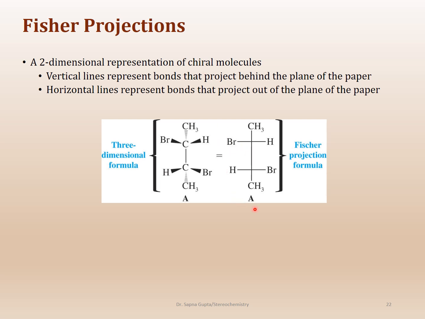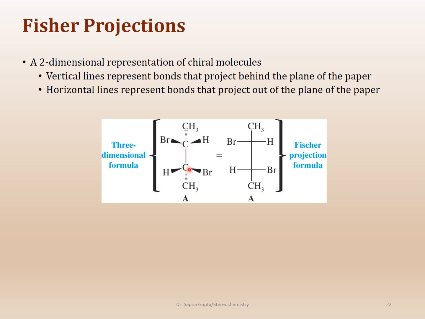Structures in Fischer projections are represented as 2D structures, as you see on the right here. And these structures don't really tell you what is going to the front, what's going to the back. It's kind of understood that whatever is horizontal is coming out of the plane, and whatever is vertical is going behind the plane. The middle two carbons are in the plane. So the side bonds are always coming out at you, and the one on the top and the bottom are going away from you.